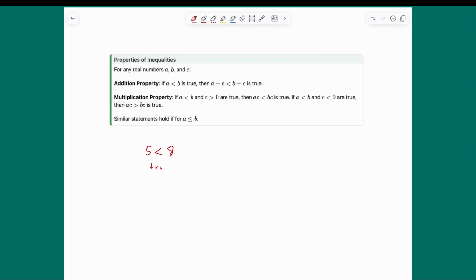This is true. So then if you add, say, 3 to both sides of this statement here, this new inequality will be preserved and be true. So for instance, 8 is on the left now and is less than 8 plus 3, which is 11, and that's true. So for any real numbers, this property will always hold.